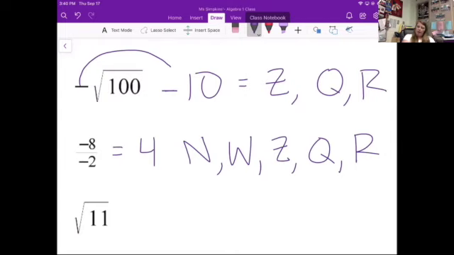And then the last one, we kind of talked about this one a little bit already. Square root of 11 is irrational, but it's still real. All the numbers that we're talking about are real. There are things that aren't real numbers. They're called imaginary numbers. They do exist. You will talk about them in like algebra 2 or pre-calc, somewhere up there in high school.